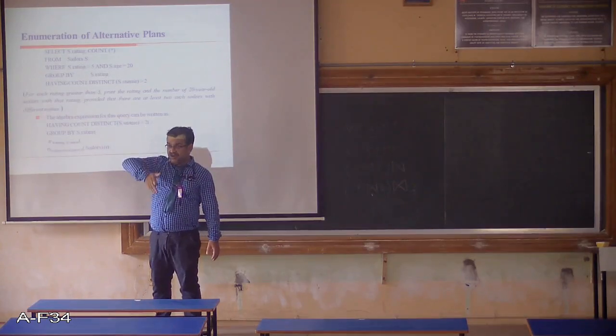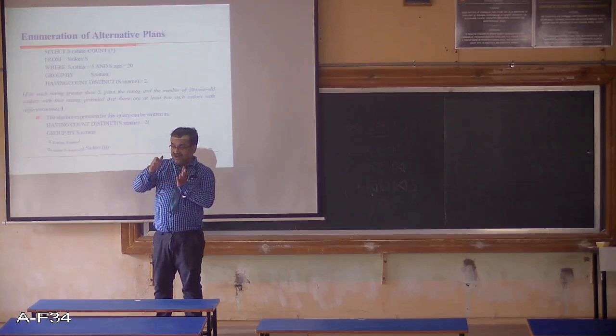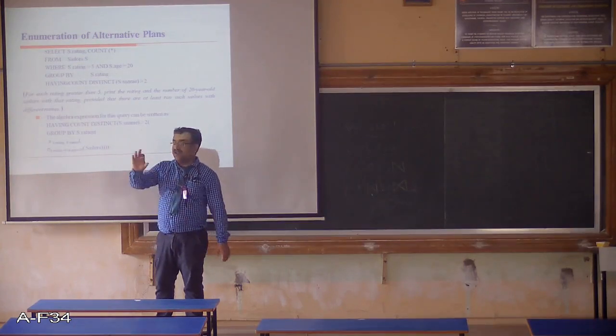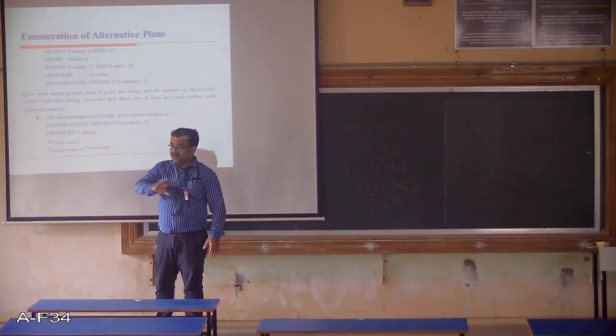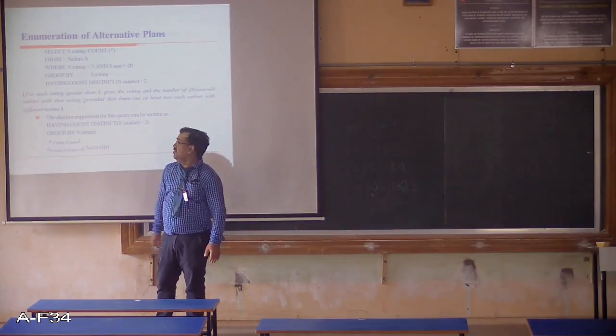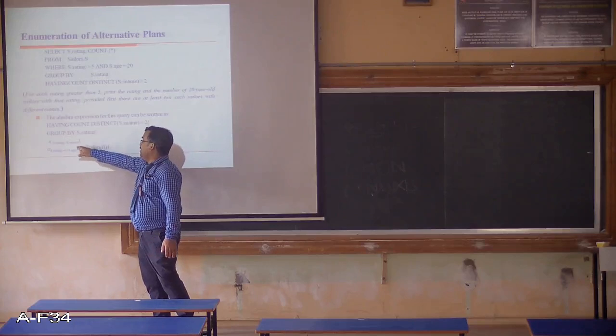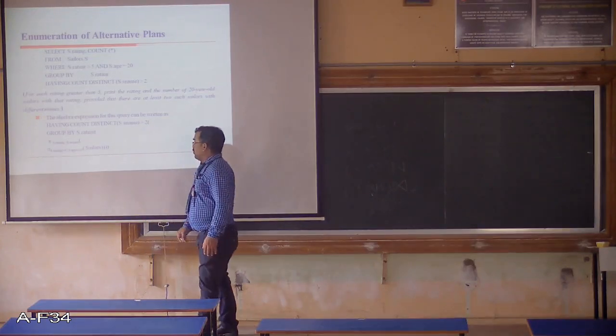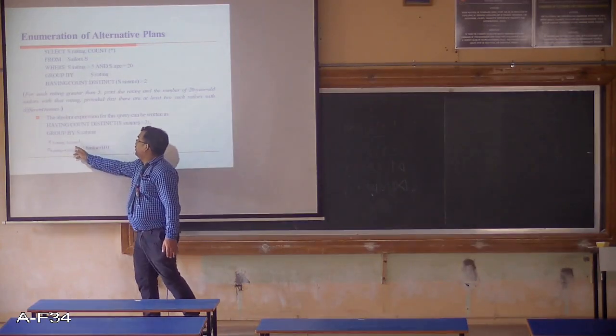It is ordered by rating, so different ratings are clubbed into different groups. Rating 5 will be together, rating 4 will be together, rating 3 will be together. That way it is ordered into different ratings. Then the projection of S rating and S name is done.